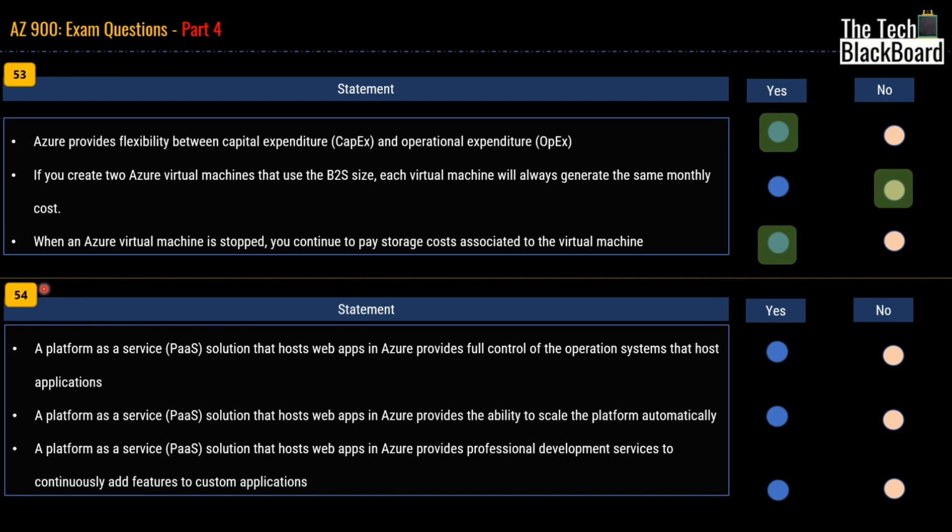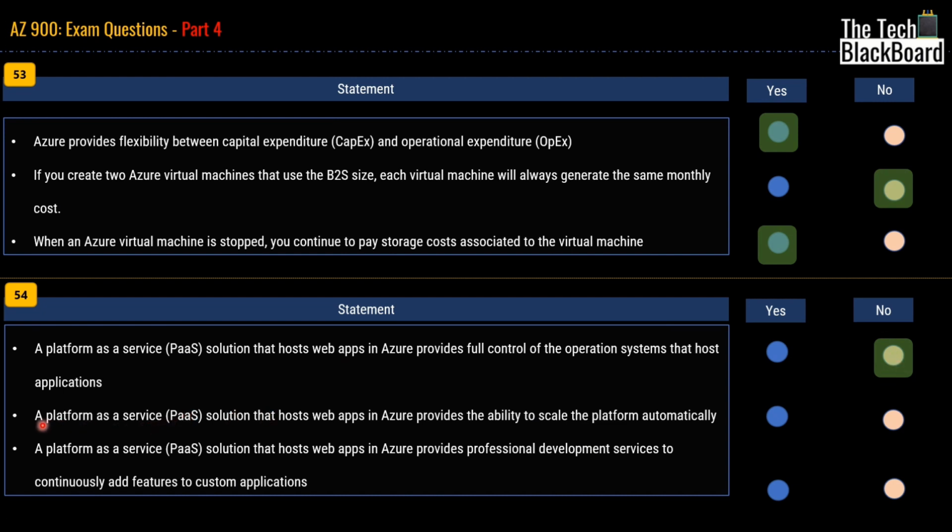Moving on to our question number 54. The first statement says a platform as a service or PaaS solution that hosts web apps in Azure provides full control of the operating system that hosts the application. Now, if you look at PaaS solutions, then for the web apps that are hosted in PaaS solutions, you just take an application and deploy. Other than that, behind the scenes, you virtually don't have much control over the operating systems. Thus, the answer for this statement is no.